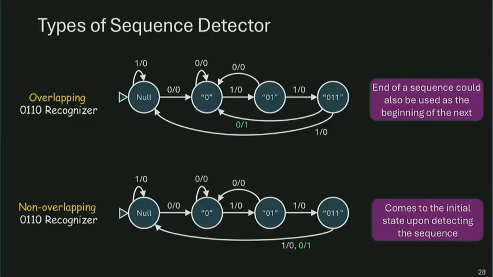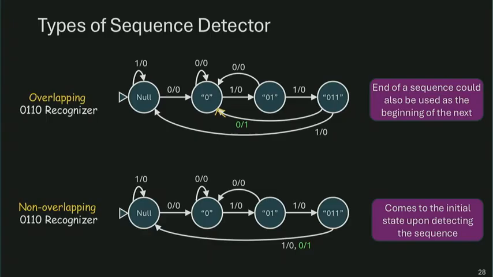After the detection, for the overlapping recognizer, I'm going to remember the most recent 0, because that could be the first bit of the next pattern. For a non-overlapping recognizer, the edge comes back to the initial state, which means I've completed that detection, and the next pattern has to start fresh.